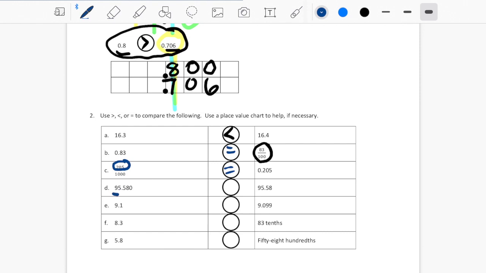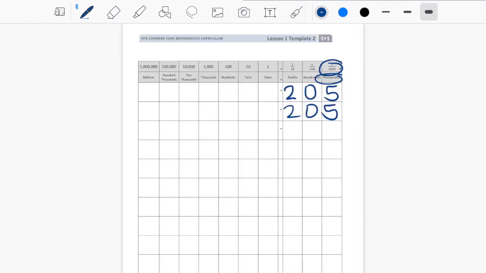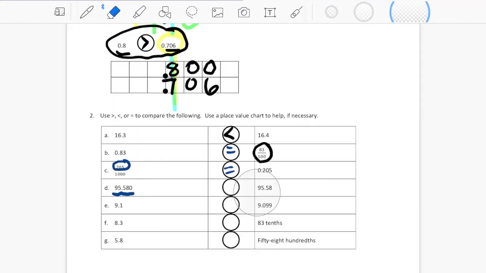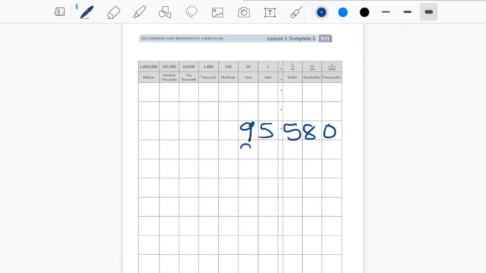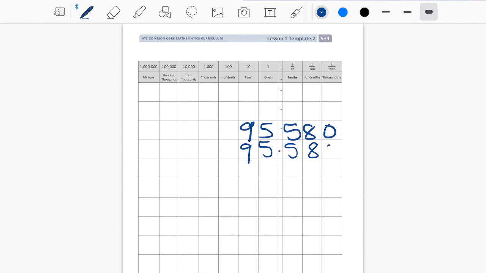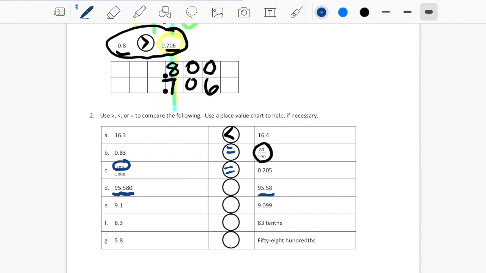Here we have 95 and 585 versus 580 thousandths. Erase the work I did before so we don't get confused. Here we have 95 and 58. And in fact, they are the same number. I could put a 0 here to compare and see that they are the same. Equal. This one is 9 and 1/10.